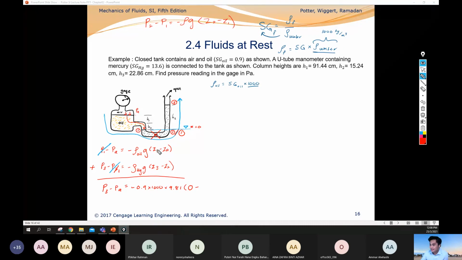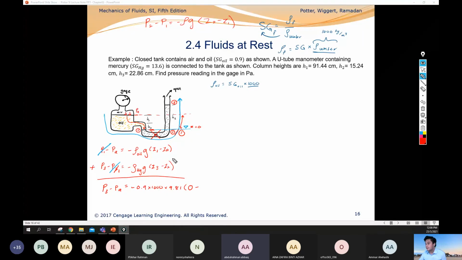So Z1 is 0. 0 minus ZA. What is the value of ZA? Where is the point A? This point, right? What's the value of ZA? H1 plus H2. Yes, why H1? Because our reference value is from where? From H2, right? So from here, point A to this reference is actually H1 plus H2. What's the value?